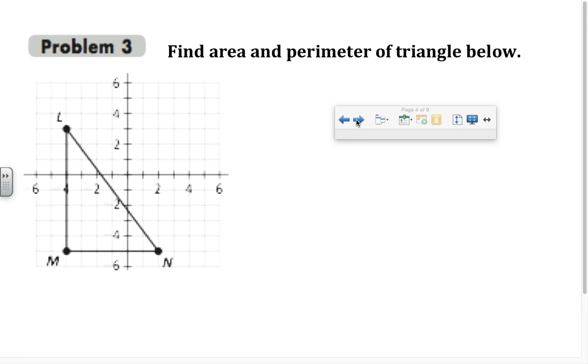So the length of LM, just by counting the spaces, is 1, 2, 3, 4, 5, 6, 7, 8. The length of MN is 1, 2, 3, 4, 5, 6.